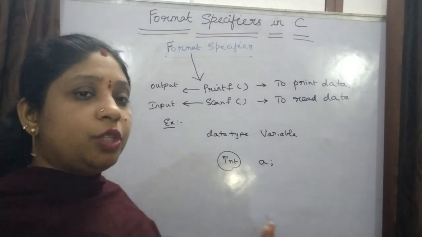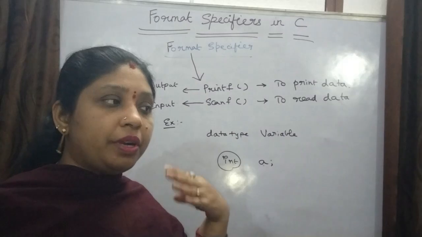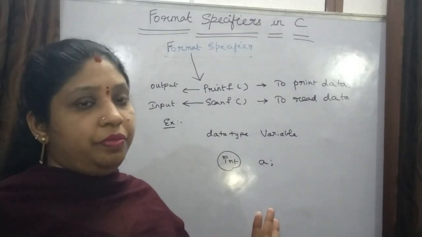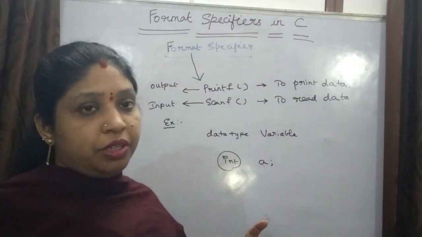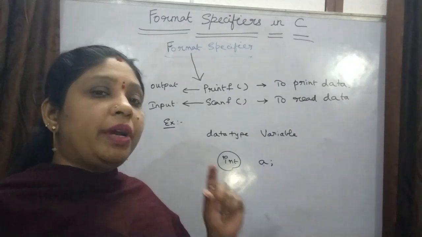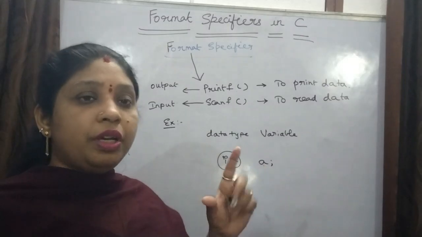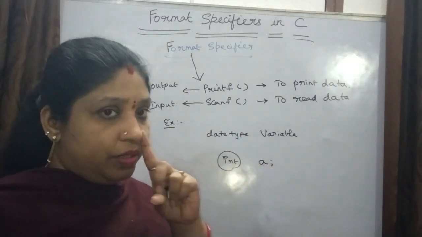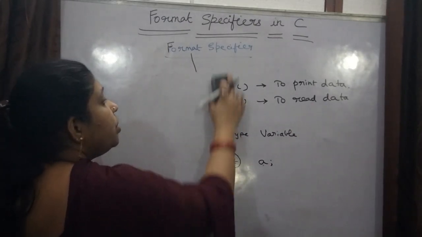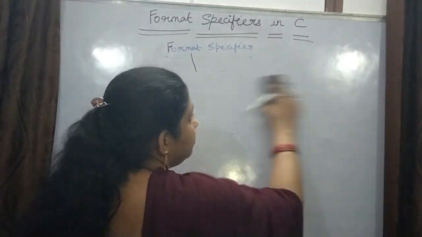So without a format specifier, you can't print the values, or you can't read the values. Though the printf function is there, the scanf function is there, in those functions you have to use format specifiers. Without format specifiers, you can't do the work of those particular functions. Okay. So now I will tell you what a format specifier is and how you will use it in the printf function and scanf function.